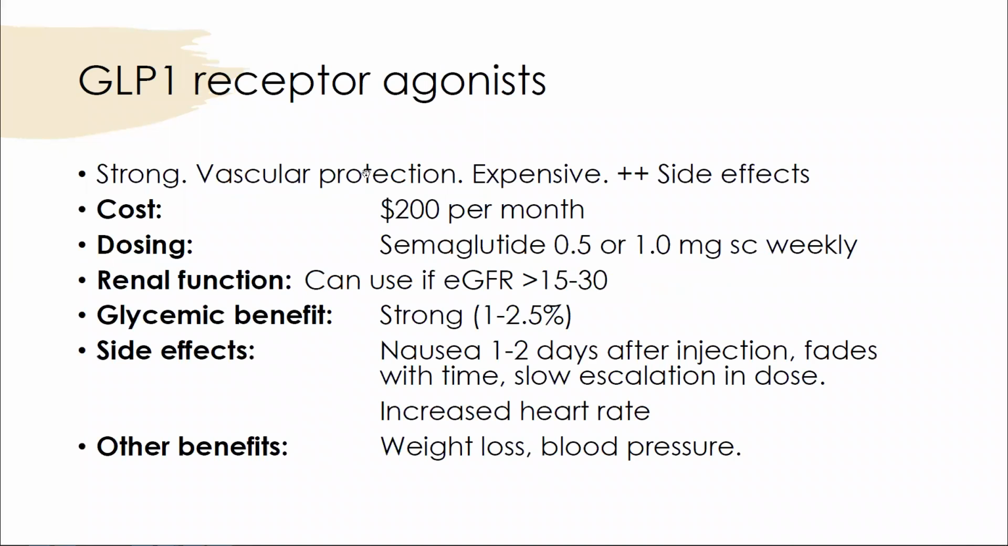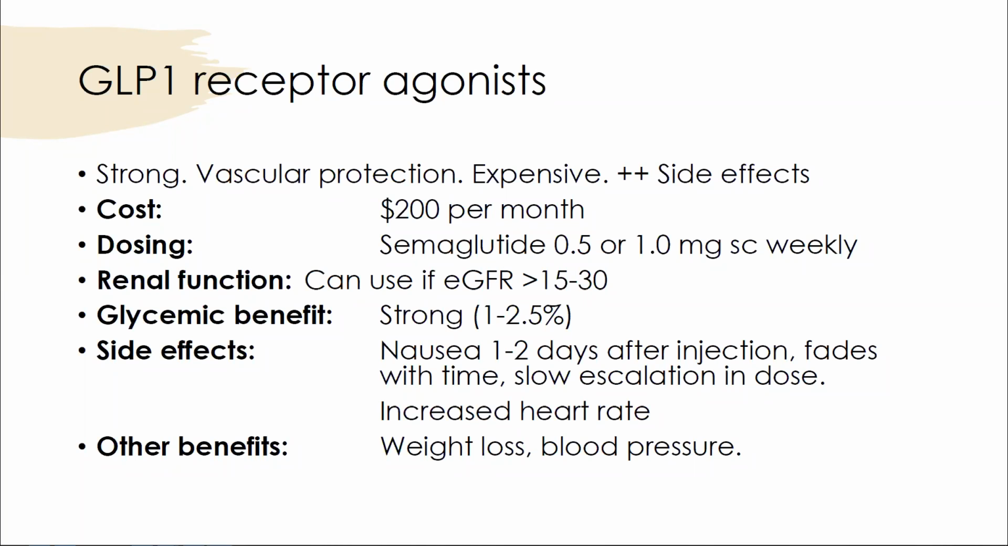The next medication are the GLP-1 receptor agonists. These are very strong medications. They have that vascular protection that we talked about in the last group. They're very expensive medications, and they do have a lot of side effects. People are uncomfortable with this medication quite often, but then very happy if they work. So the cost out of pocket, something like $200 a month, $200, $250, depending on the pharmacy. The dosing, I only put semaglutide, that's Ozempic's dosing up here. And you're trying to get to 0.5 or 1 milligram a week. And I'll tell you why I only put one of them up here in a second.